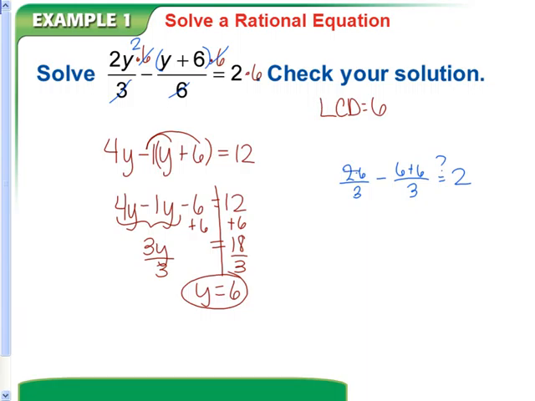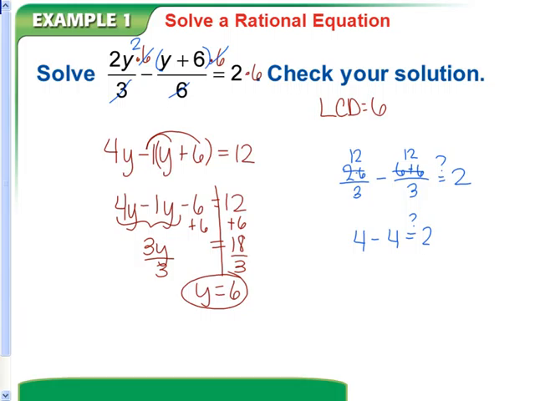So 2 times 6 is 12. 12 divided by 3 is 4. Minus 6 plus 6 is 12. Divided by 3 is 4. And does that equal 2? No.